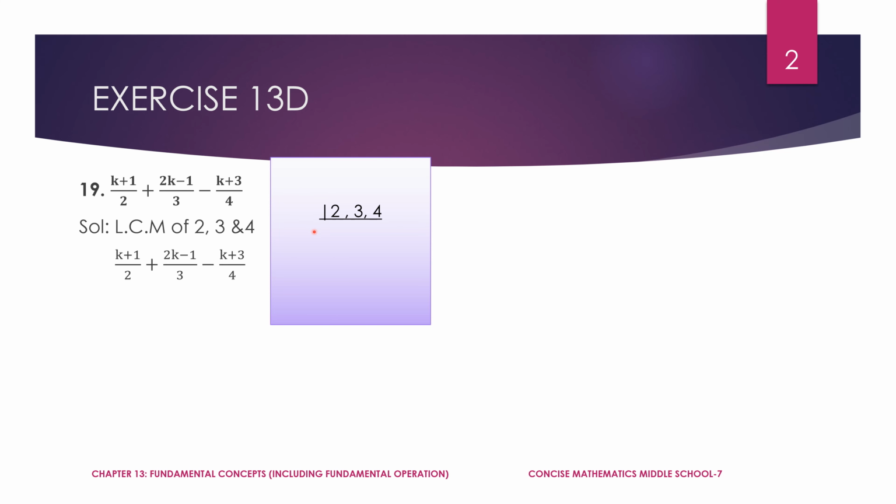First start checking from the least number, that is 2. 2 ones are 2, and 3 you write as it is. 2 twos are 4. Again start with 2. 2 ones are 2. You write 3 as it is. Now 3 ones are 3. Now write these prime factors: 2 into 2 into 3, that is 12. Now you need to make this denominator 12. To make it, you need to multiply this 2 with 6. 2 sixes are 12, right?